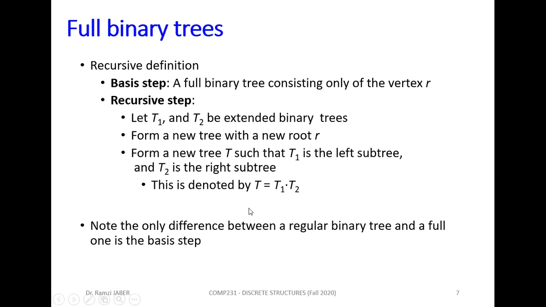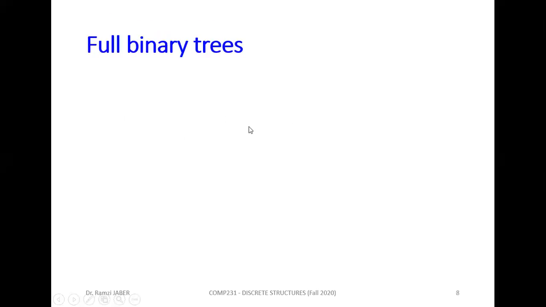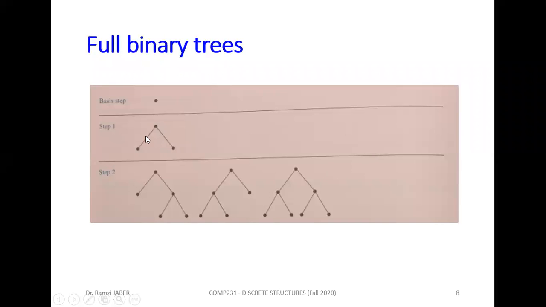Example. Note the only difference between a regular binary tree and a full binary tree is the basis step. So for the basis step, it's rooted tree. So it must be connected. T1 and T2 connected to one node. Here, T1, T2 connected to one node. Here, T1, T2 connected to one node called vertex.